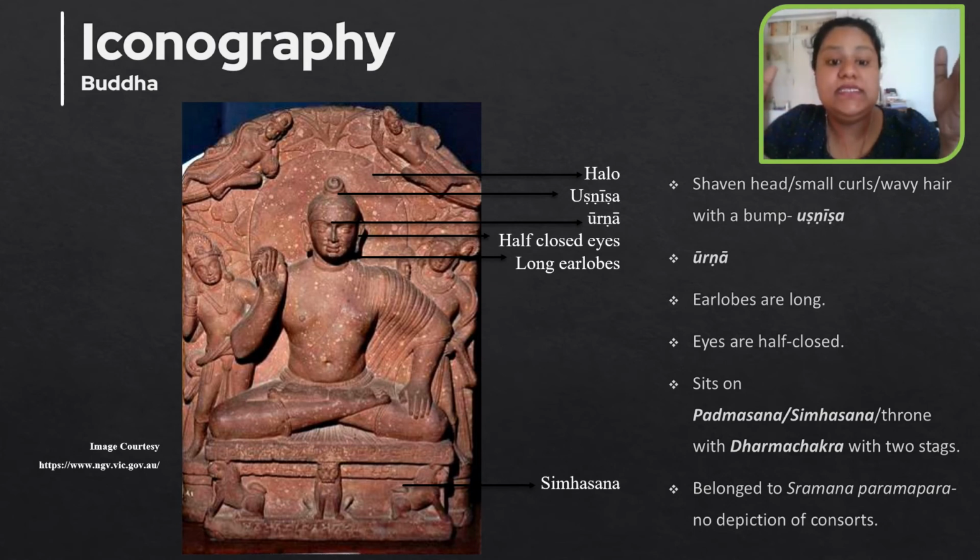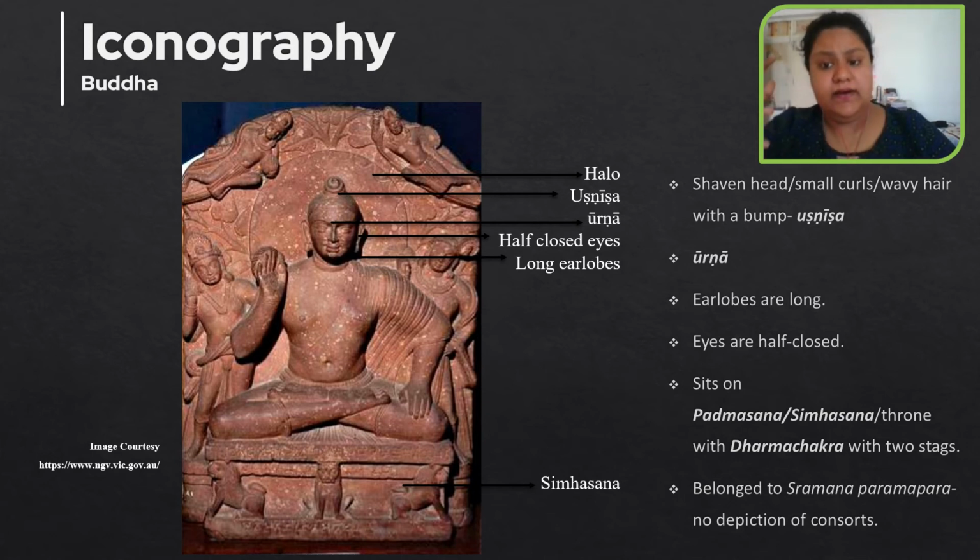Then he sits on a Padmasana, a lotus throne, sometimes on a Simhasana, a lion throne, like here in this image, he's sitting on a lion throne, where there are three lions, one in front and two on the sides. And sometimes on a throne with Dharma Chakra and with two stags.